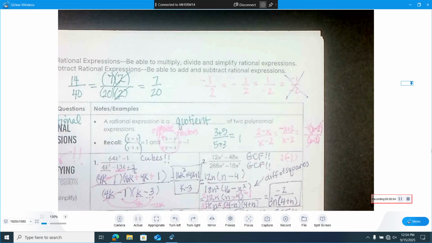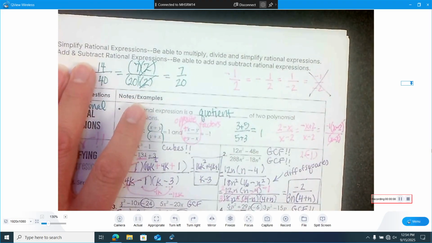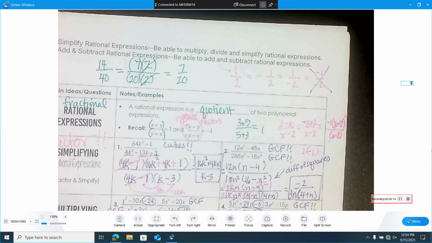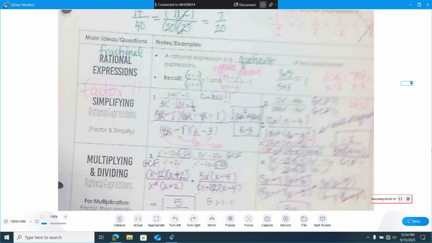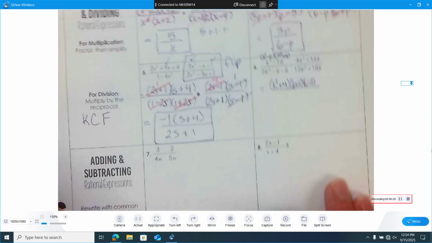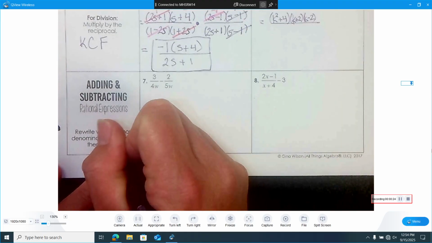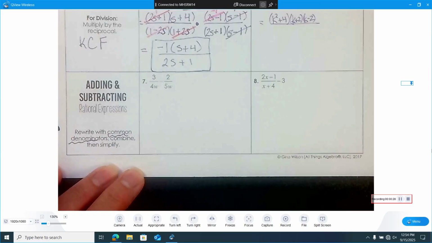Rational fractional expressions. So what we're really doing is essentially adding fractions. And the best way to think about it is just like how we used to add fractions. What do you need in order to add fractions? A common denominator. We need common denominators.